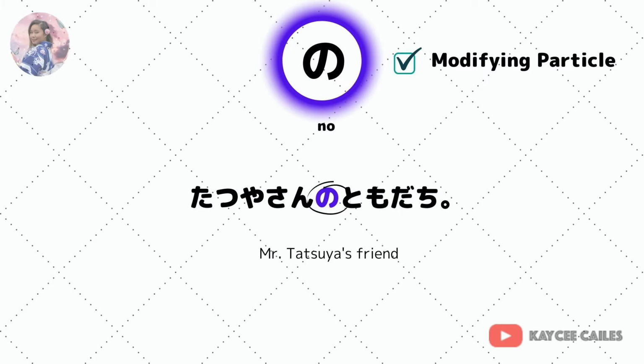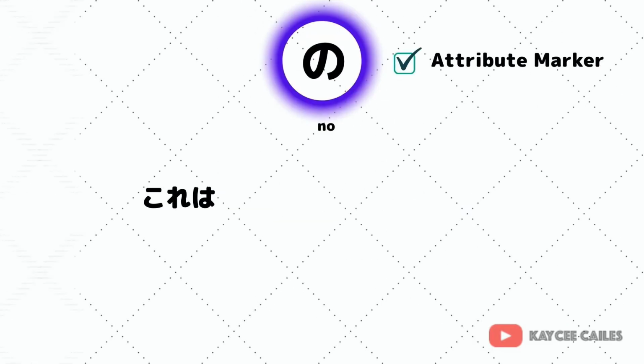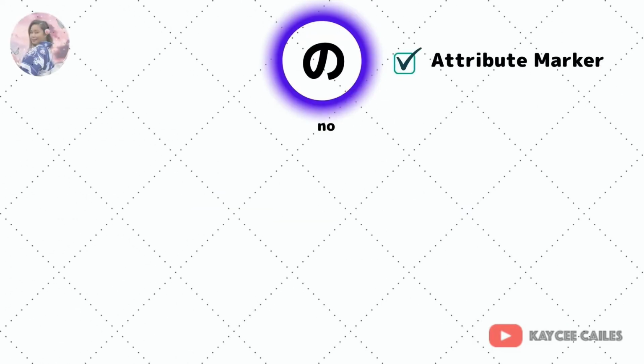Another example is これは私のコンピューター. これは私 our first noun and computer as the second noun. Notice the no in between those two nouns. これは私のコンピューター. This is my computer. Let's see the following examples for no as an attribute marker.